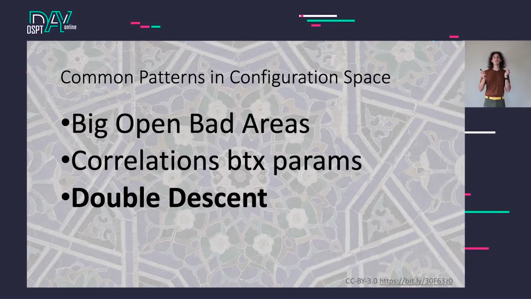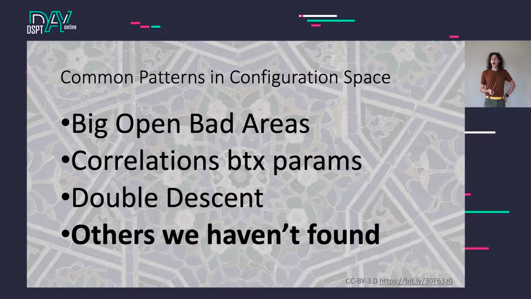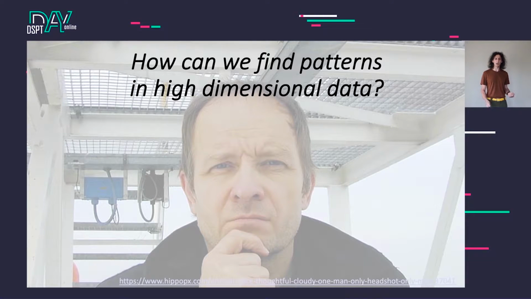So double descent is super interesting. It shows up all over the place. We're really just starting to understand it, and you should look for it. It might explain some things you've seen too. And I'm sure there's lots of other patterns that show up over and over again in configuration space that we just haven't found yet. And boy, it'd be great to find some smart way to understand all of these.